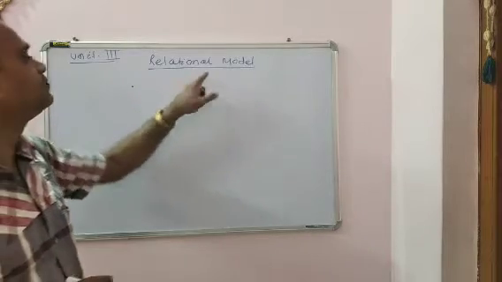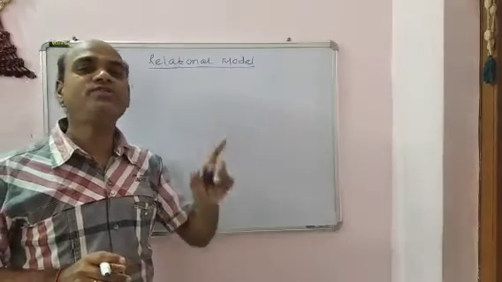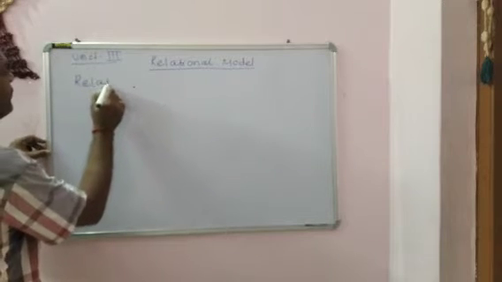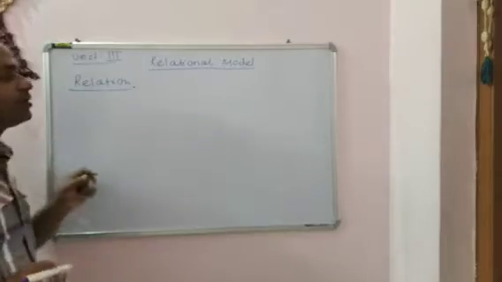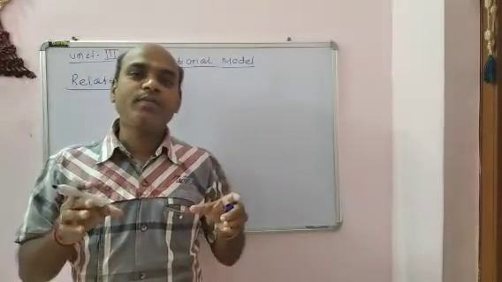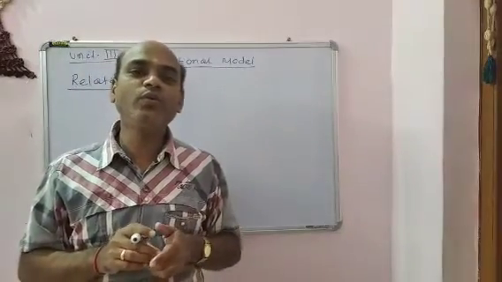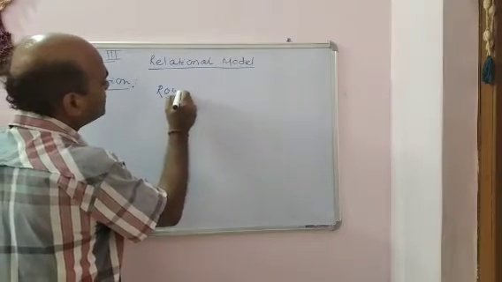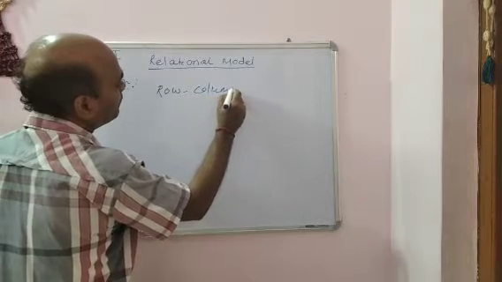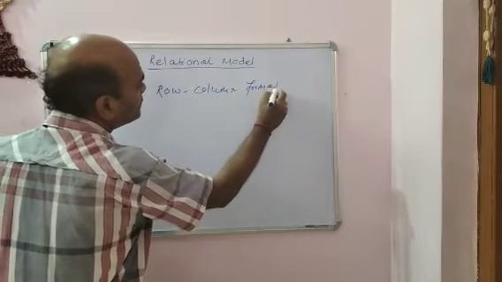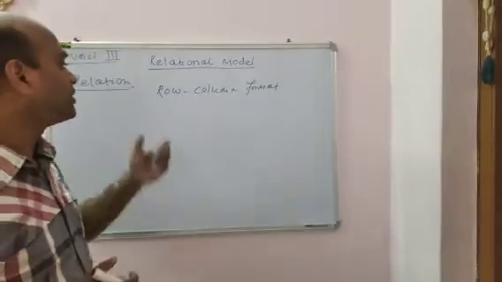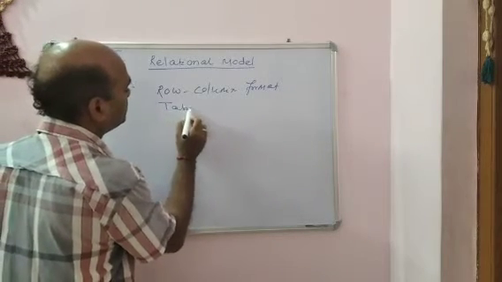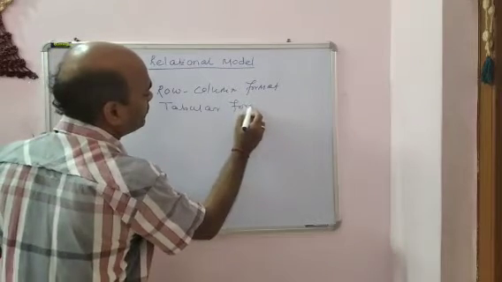Before studying this relational model, first we have to understand what a relation is. Here all data are stored in the database in a row column wise format. Row column wise means all data are arranged in rows and columns. This is nothing but the table format or tabular format.